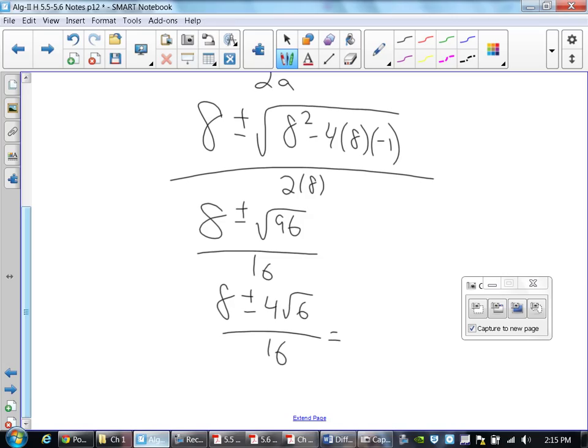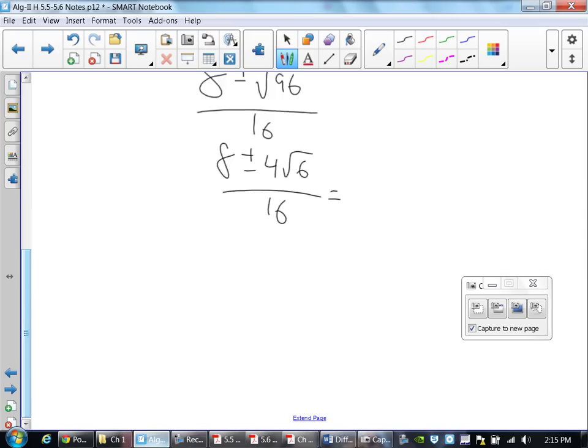Now, what can I simplify all of those by? 4, very good. They're all divisible by 4. So I get 2 plus or minus root 6 over 4. And I think, Bella, this is when you were saying in the book it was coming up with 1/2 plus or minus. You can leave it like that. I'm okay with that.